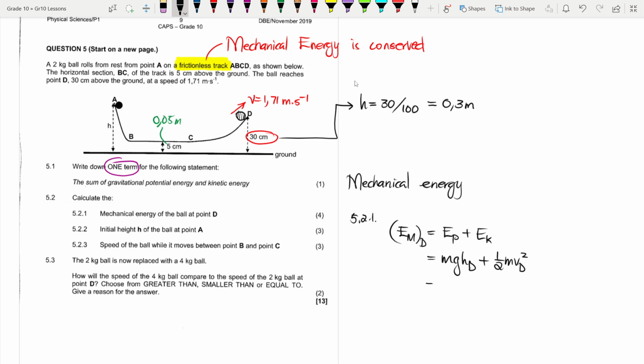Then I can substitute the values. I was given the mass, 9.8 for gravitational acceleration, and h at D is 0.3 meters, plus 1/2 into the velocity there, which is given as well. That's why they want you to find the mechanical energy there, because they gave everything.